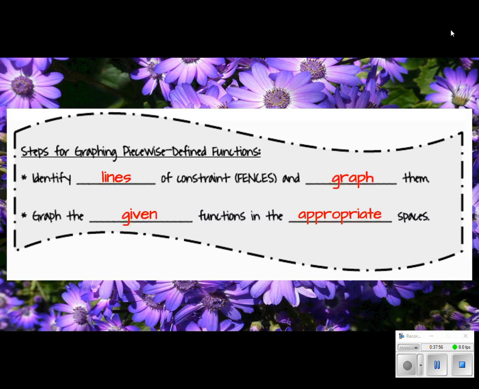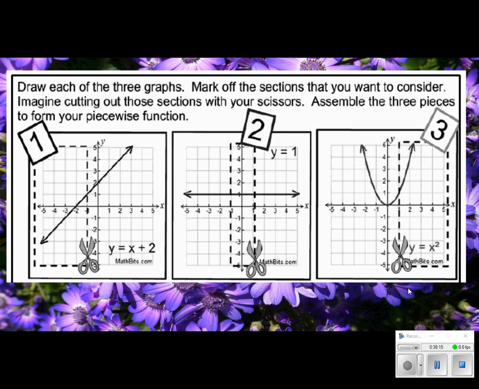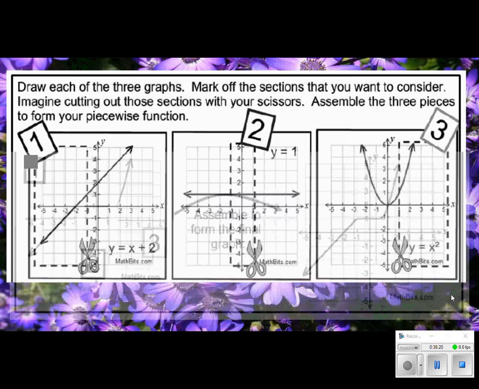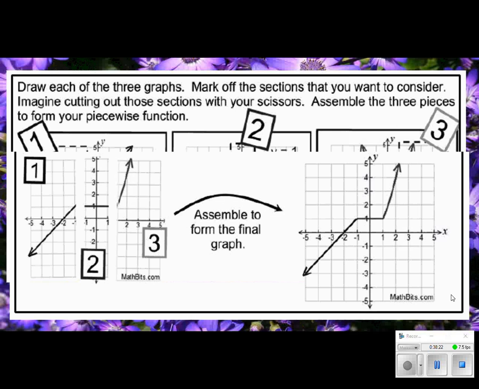So, steps for graphing a piecewise function. Identify lines of constraint. We're going to call them fences. We did graph those with our step functions. Remember the highlighter that I told you to break out? That was your fences, your constraints. You're going to graph the given function in the appropriate spaces. I do have this in here. It's almost like you're cutting out pieces of the graph and then stitching them together, again, like a Frankenstein graph.